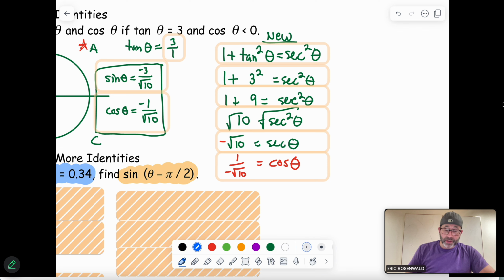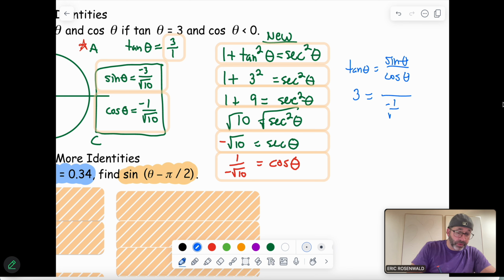So then the last part of this is, well, how do I find the sine if I know the cosine and the tangent? Well, we have a formula. We know that the tangent of theta is equal to sine of theta over the cosine of theta. I know that tangent is equal to 3 in this problem because that was given to me. I now know that cosine is equal to -1 over √10, and I still have to find sine. So if I go ahead and multiply both sides by -1 over √10, we get -3 over √10 is equal to the sine of theta.